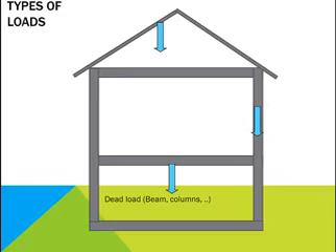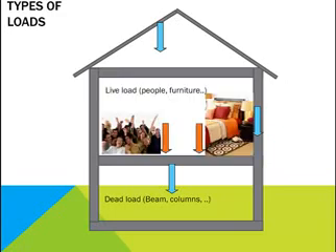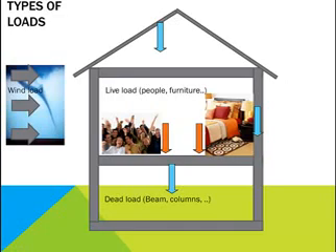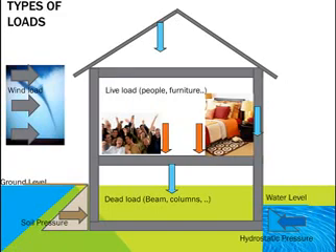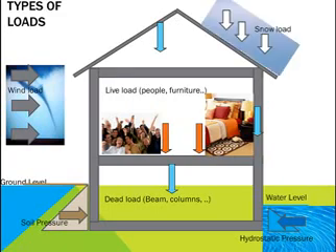Next one is live load due to people, furniture and other moving loads that are due to intended use of the structure. Next come the lateral loads due to wind, soil pressure below the surface of the ground, hydrostatic pressure if the house wall is exposed to static water, snow load in snow area and so on.